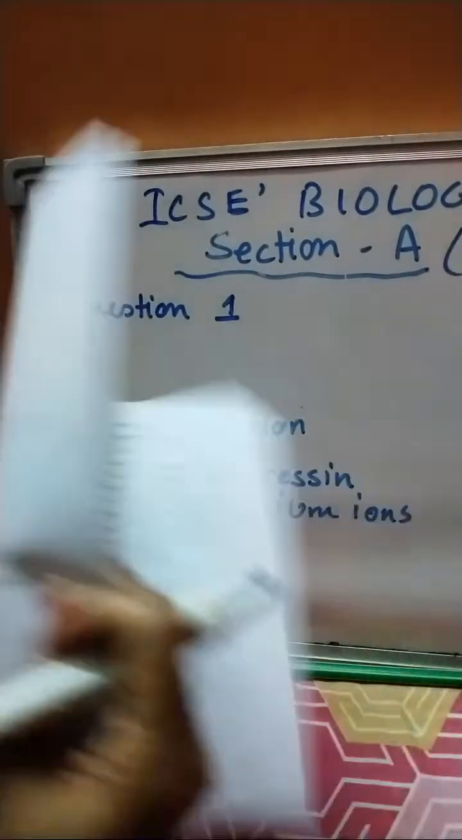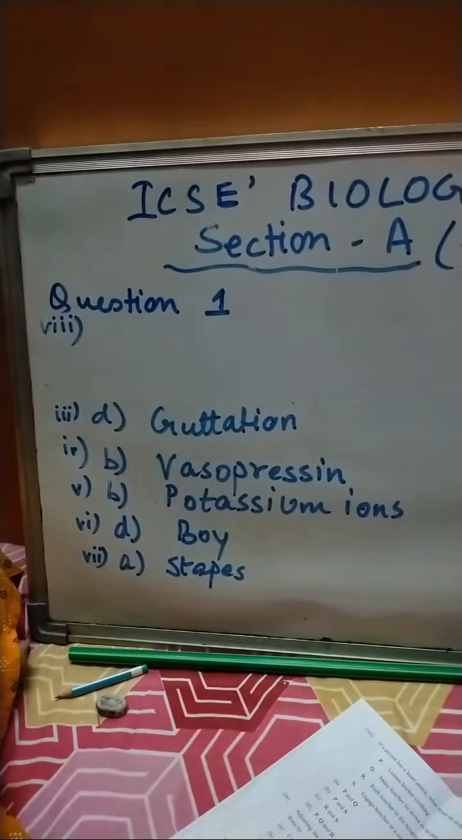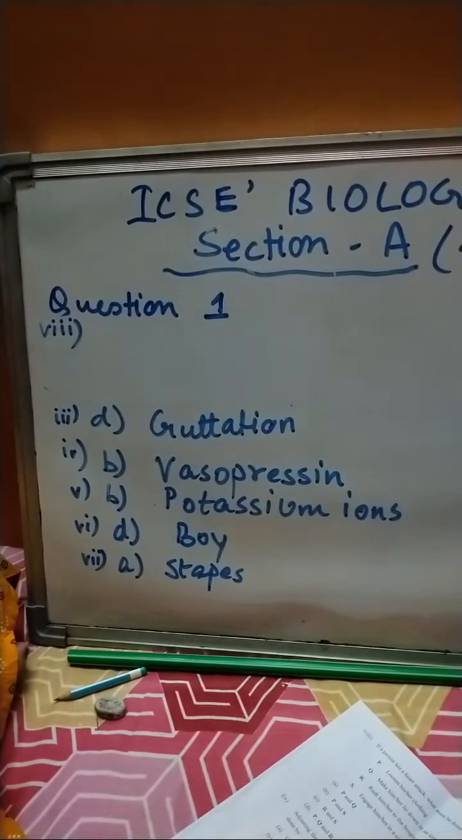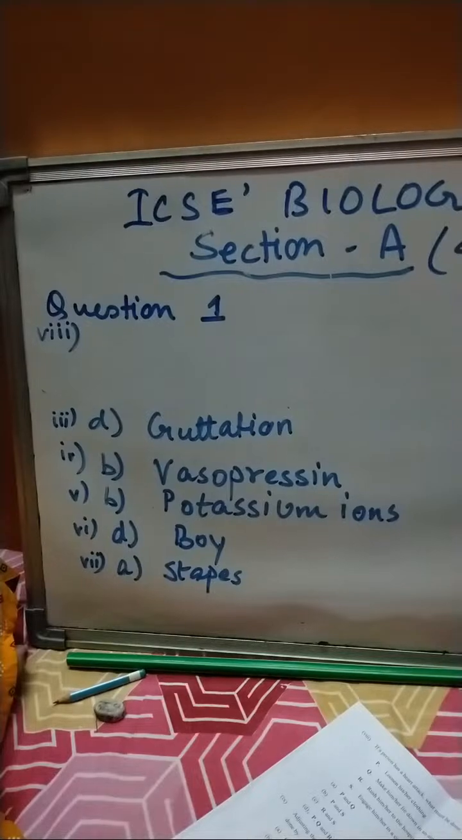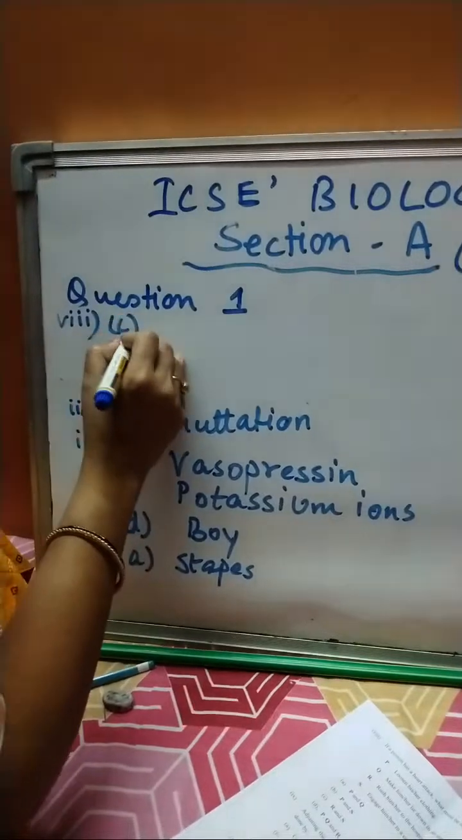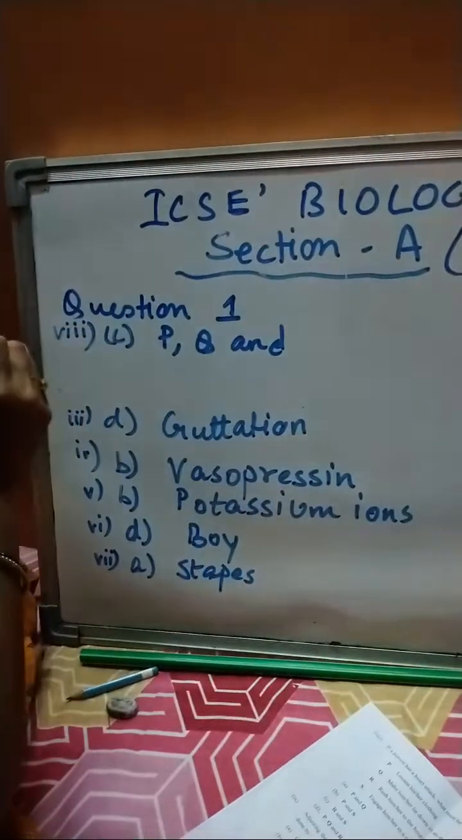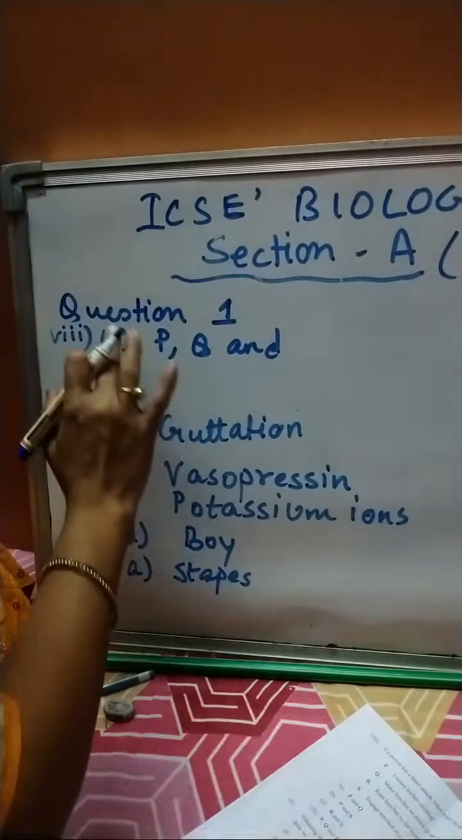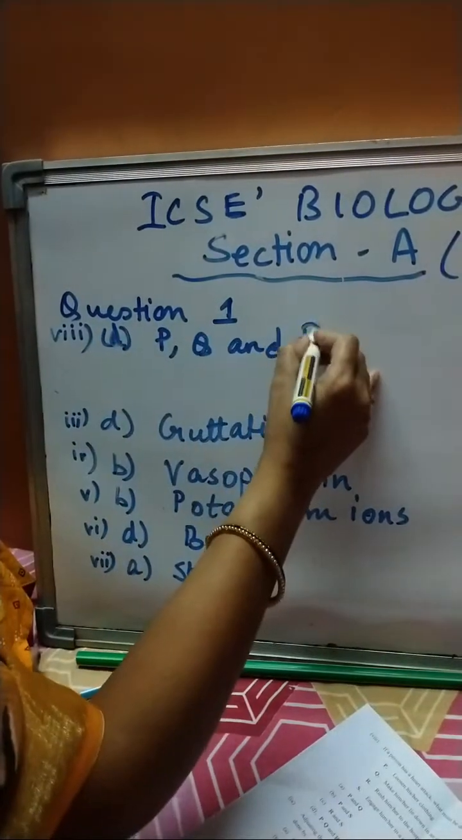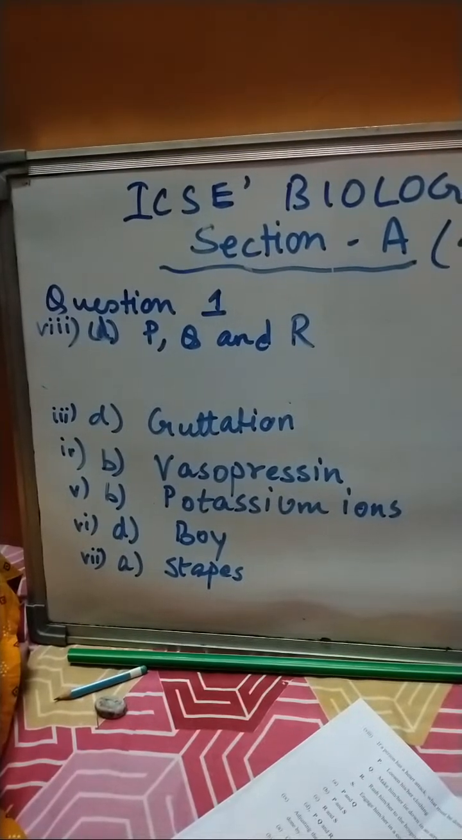So there are choices like this. You can see P and Q, R and S, P and S, P, Q and R. So definitely the first three is the correct one: loosening the clothing, making him or her lie down in an airy room, and rushing him or her to the hospital. Answer would be P, Q and R, that is D. We'll go to question number 9.